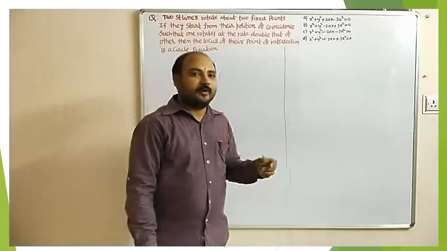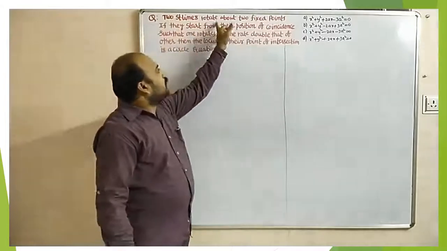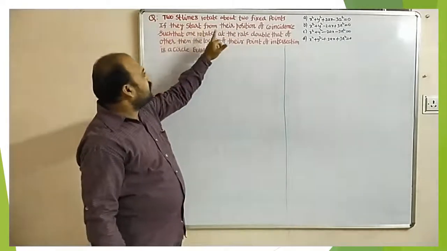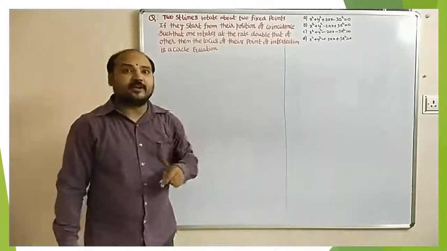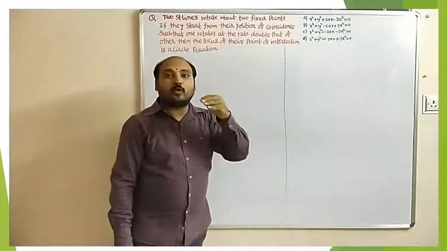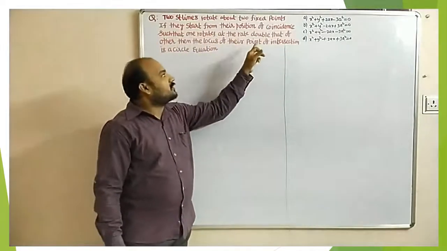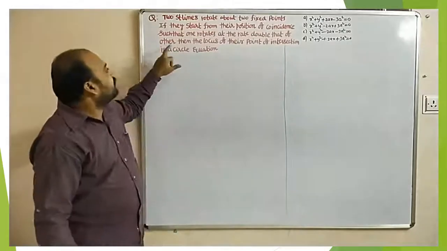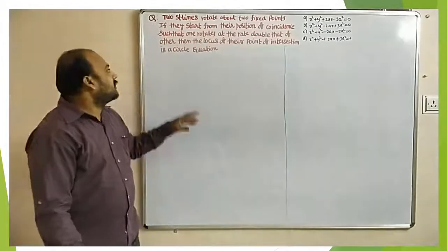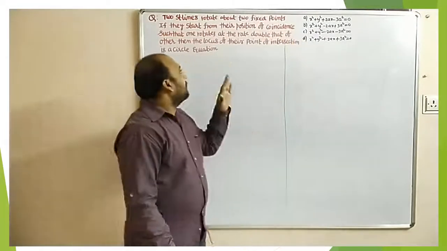We'll move to the next question. This is a conceptually good question. Two straight lines rotate about two fixed points. If they start from their position of coincidence such that one rotates at a rate double that of the other, then the locus of their point of intersection is a circle equation. So among these options we will get it.